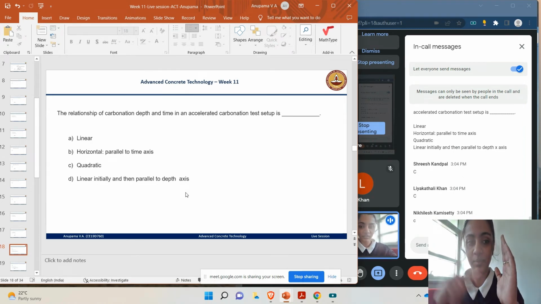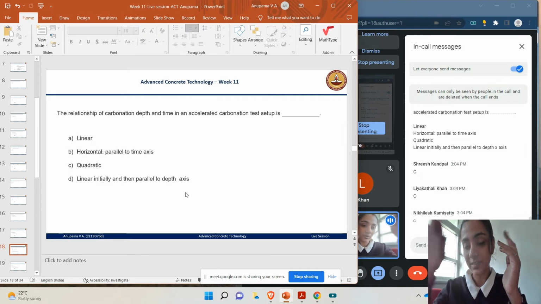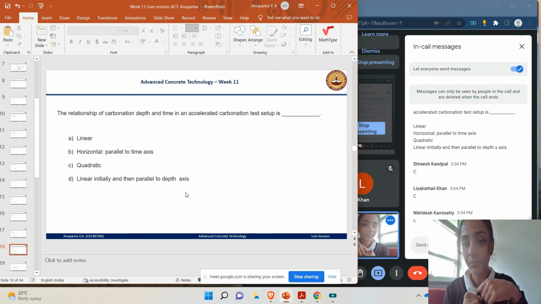Is it a linear relationship or is it horizontal, that is parallel to the time axis? Or is it linear initially, then parallel to the depth axis? Or else it is quadratic. So this is about the accelerated carbonation test setup and the relationship between the carbonation depth and the time.